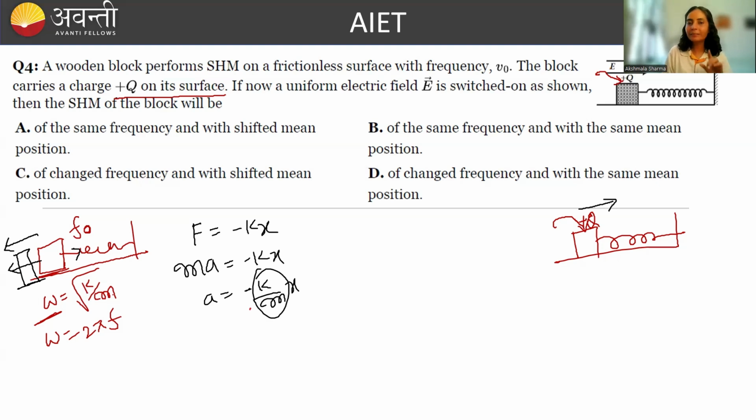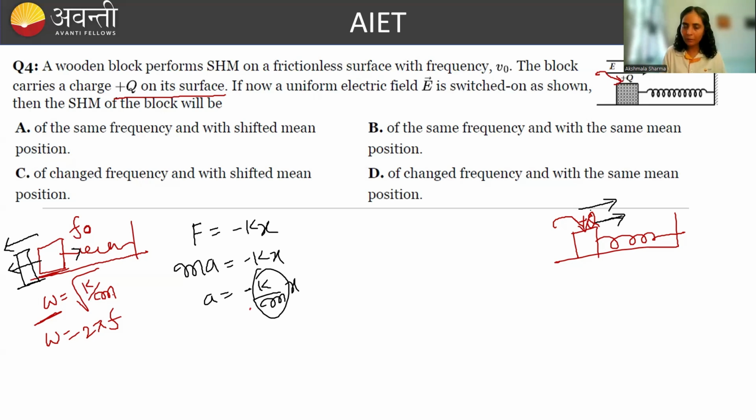Now what will happen? This electric field will apply a force on this charge in this direction, because on a positive charge, force acts in the direction of the electric field. So the moment the electric field gets switched on, force will act on this charge, which is kept on the block. So in totality, it will seem like force is acting on the block. Because of that force, again, you are not displacing it. It is happening because of the presence of the external electric field.